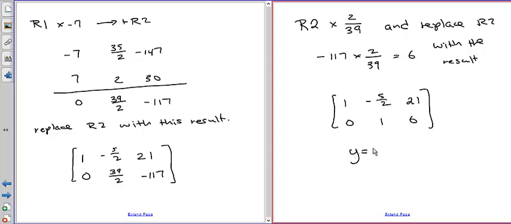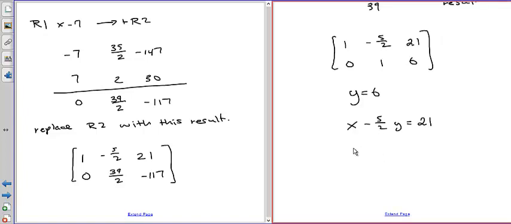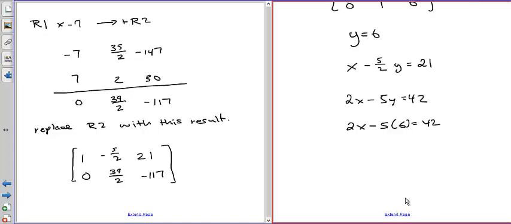And what that says is y equals 6, so that is a whole number. Now we can go back and use the first equation, which is x plus negative 5 halves y is equal to 21. Let's multiply everything by 2, so we get 2x minus 5y is equal to 42. Now I'm going to substitute in. So we get 2x minus 5 times y, which is 6, equals 42.